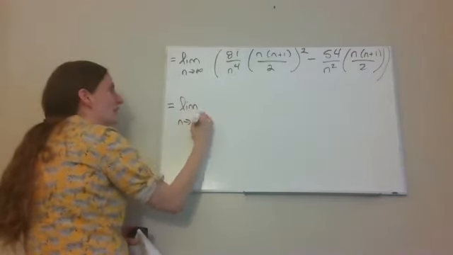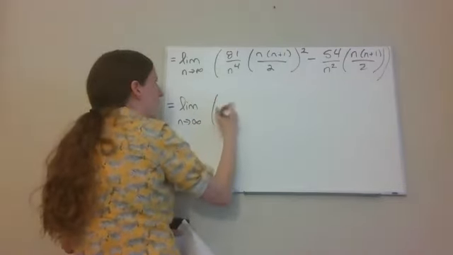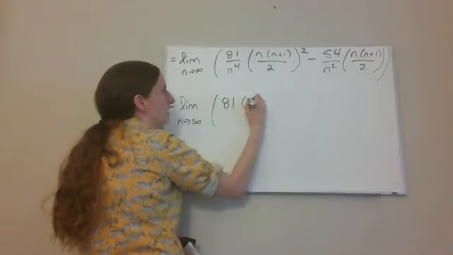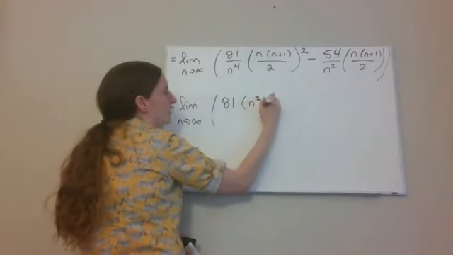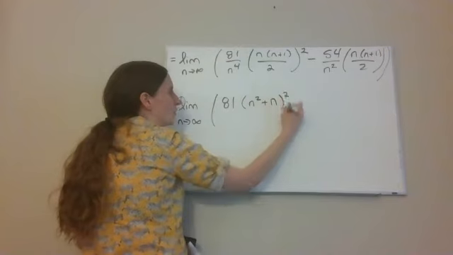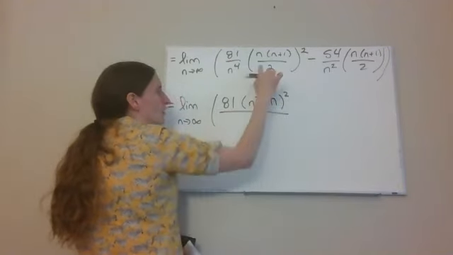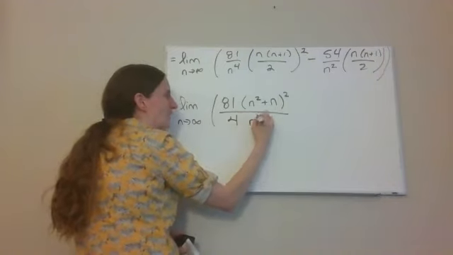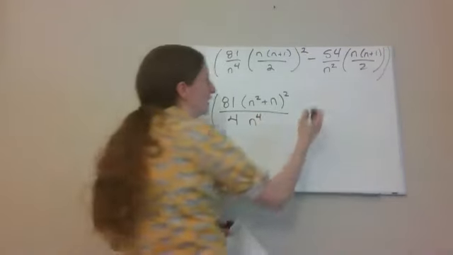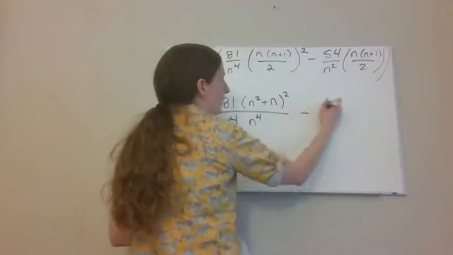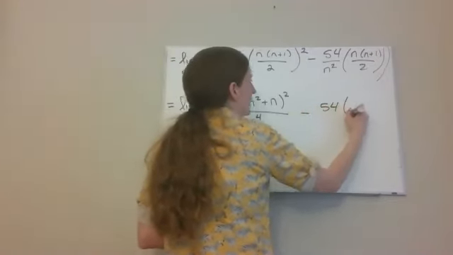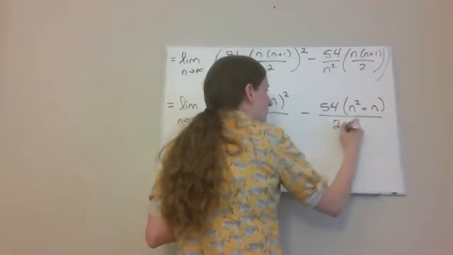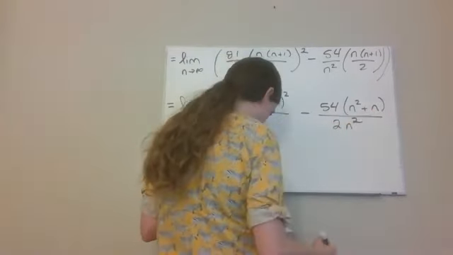Let me rewrite this just a little bit to make it a little more obvious what's going on. I have an 81 times n squared plus n, squared, over, in the bottom, I have 2 squared, which is 4, and I have an n to the fourth. And I'm going to do something similar over here. I have a 54 times n squared plus n over 2n squared.